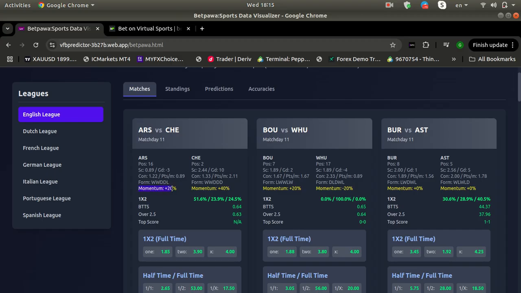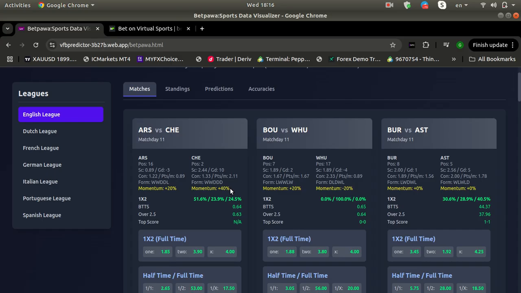The momentum will explain about the goal difference. So the momentum here, you can see that Arsenal has plus 20% as the momentum, and Chelsea has a momentum of plus 40. So basically, when a team has larger momentum than the other, it tells us that that team is stronger. Momentum is like measuring the strength of a team. We can see that Chelsea has a higher momentum, therefore it's stronger.